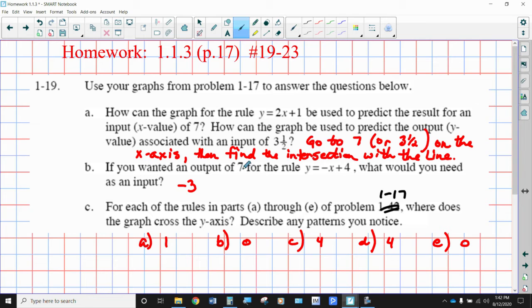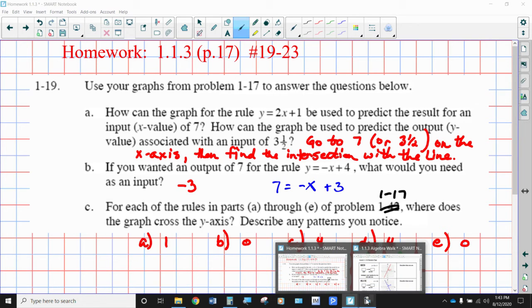If you wanted an output of 7 for rule y equals negative x plus 4, what would you need as your input? Okay, so we could set that up. If you want 7 to be the output, then what does the input have to be? Well, we would have to figure out what number you're going to plug in there, right? So maybe this part where the math is a little bit complicated, maybe it is nicer to have the graph.